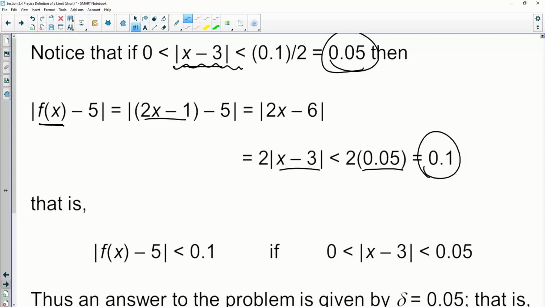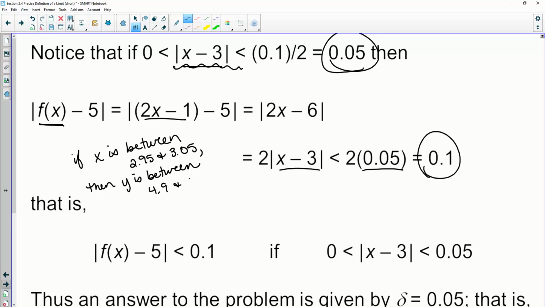So essentially what it's saying is, if x is between 2.95 and 3.05, then y will be between 4.9 and 5.1. Okay, that's what we just found.